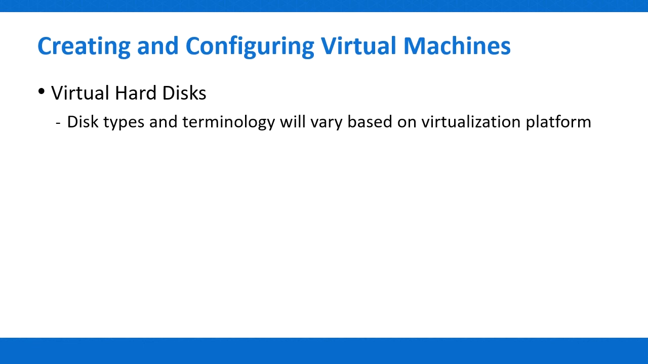As we said, disk types and terminology will vary based on virtualization platforms. So for example, using Hyper-V, you have the options of making a fixed disk, a dynamically expanding disk, or a differencing disk. Let's talk about those different options. A fixed disk is a disk of a particular size. So if you say that you want to create a 20 gigabyte virtual hard drive and you choose fixed disk, then the file that is created is 20 gigabytes in size.